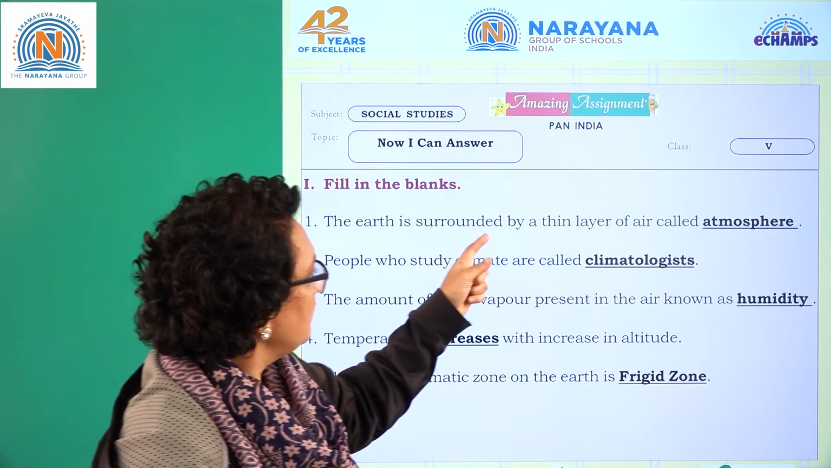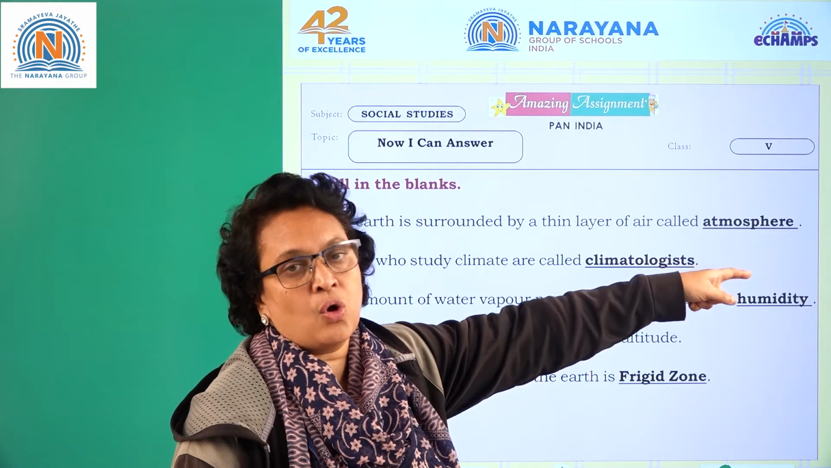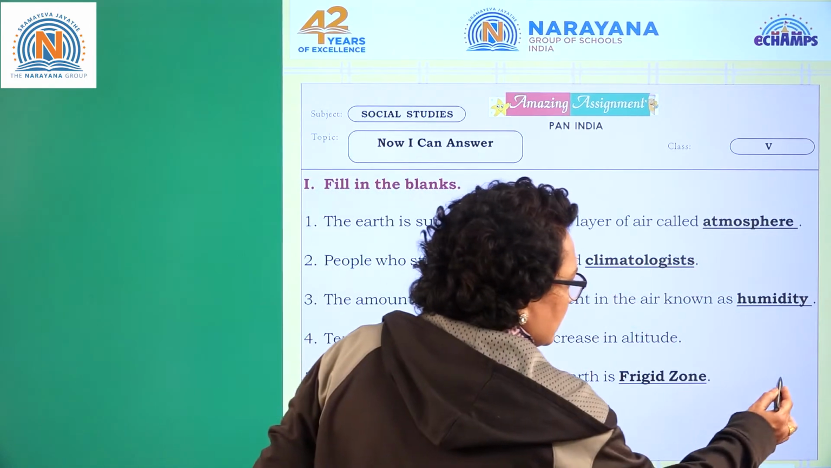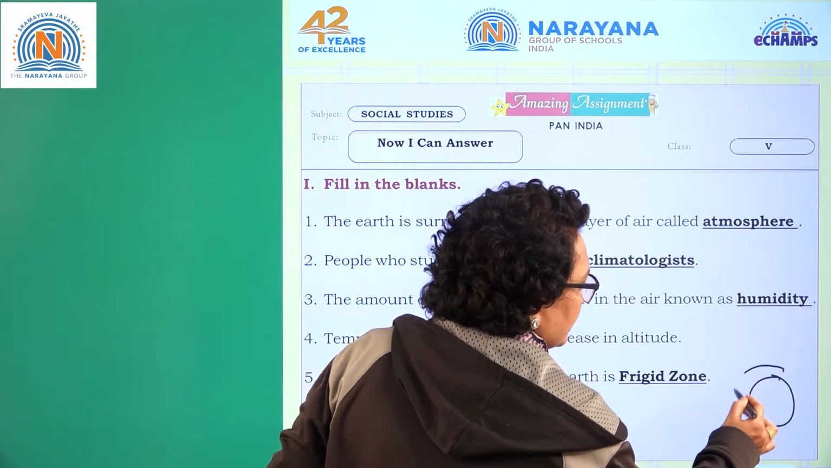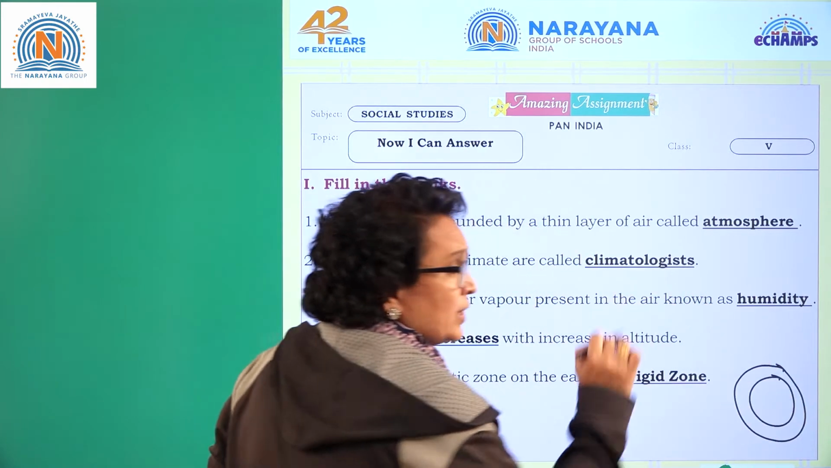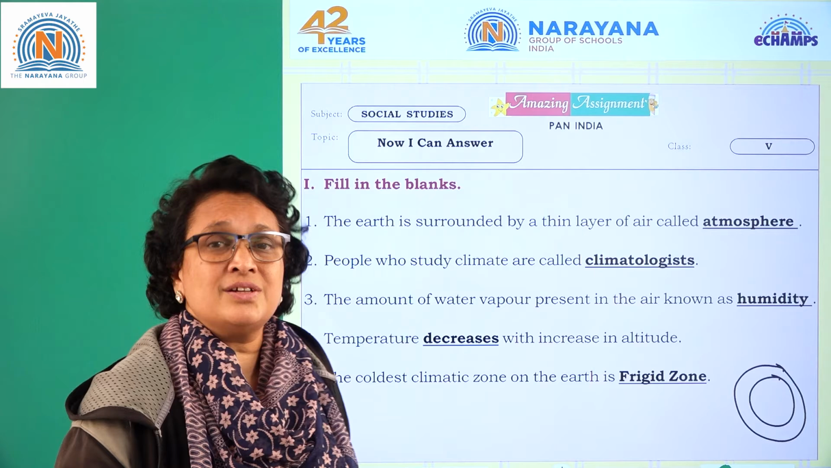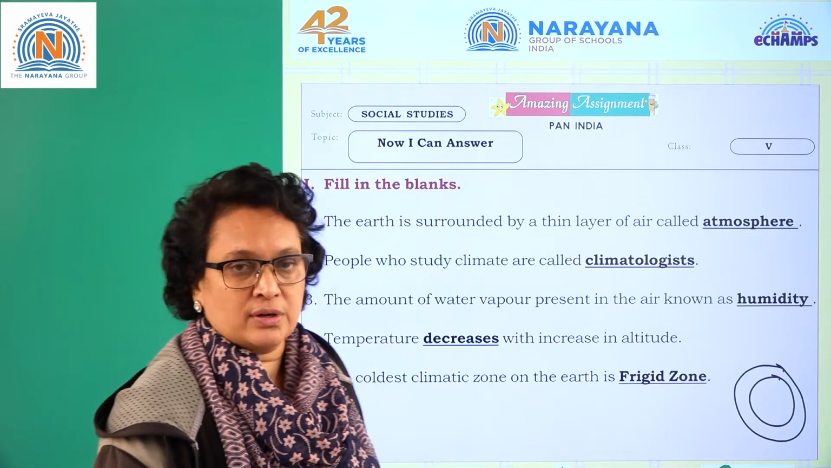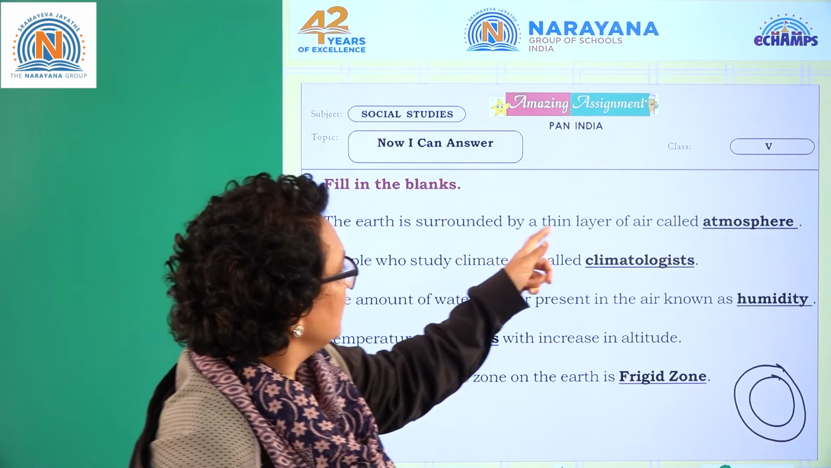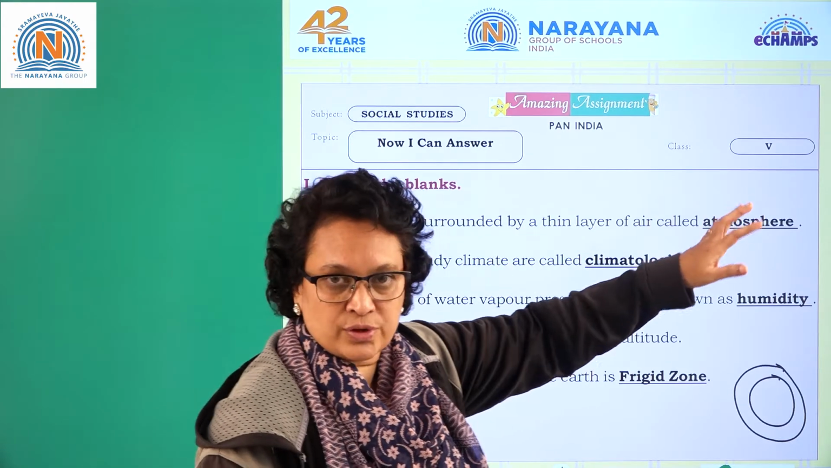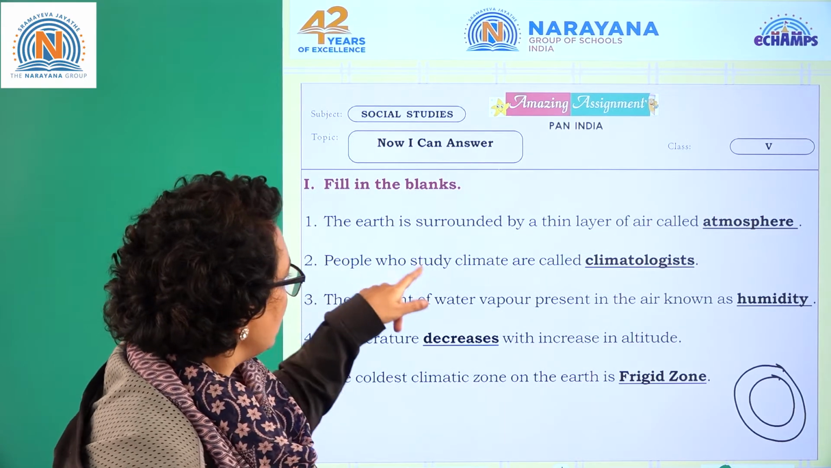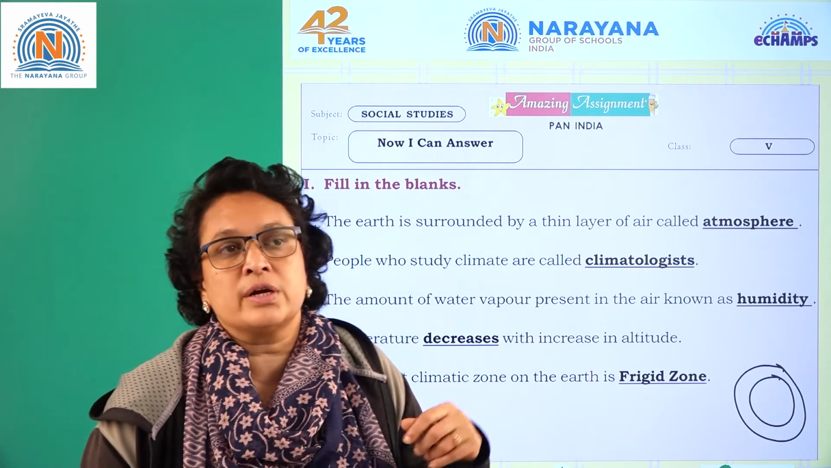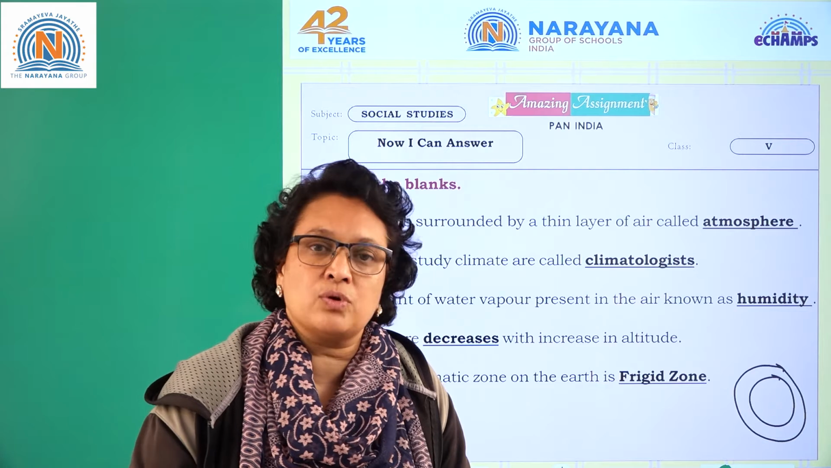The earth is surrounded by a thin layer of air. Maybe because of that there's habitation on the planet Earth. This thin layer is called the atmosphere. So the Earth is surrounded by a thin layer of air called the atmosphere. Clear? People who study climate are called climatologists. The ones who study about the climate are called climatologists.